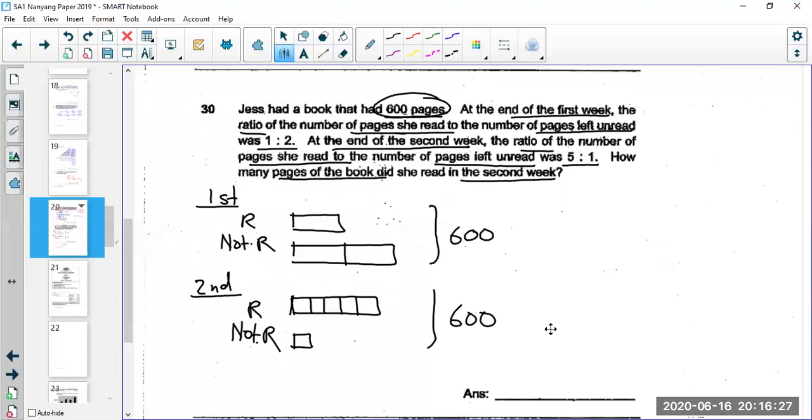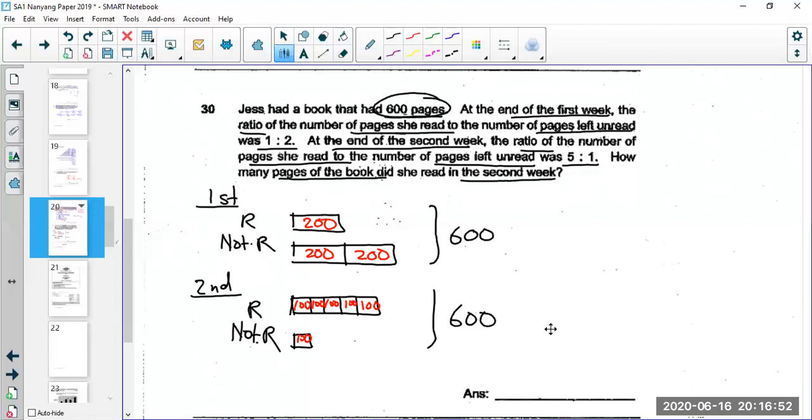Then you can solve already. You take 600 and divide by 3, so you get 200, 200, 200. Then for the second week, 600 divided by 6, so 100, 100, 100, 100, 100, and here also 100. Got it?